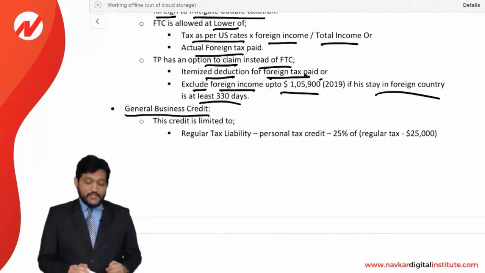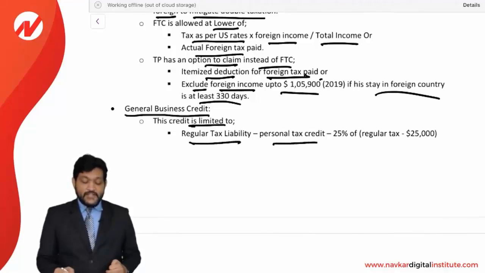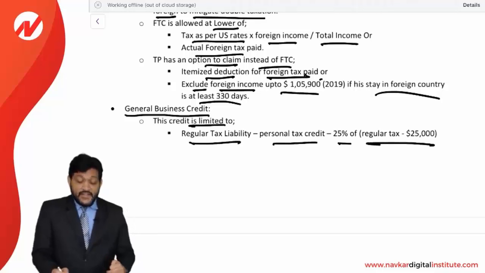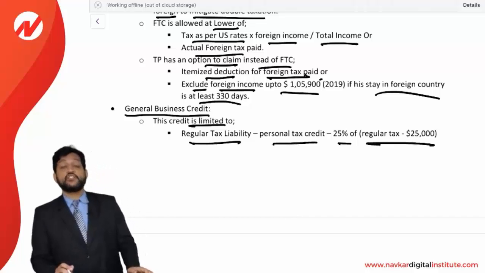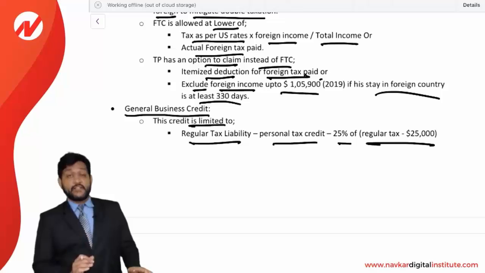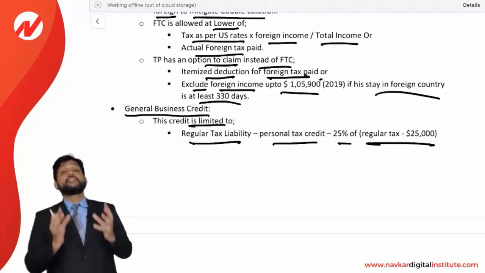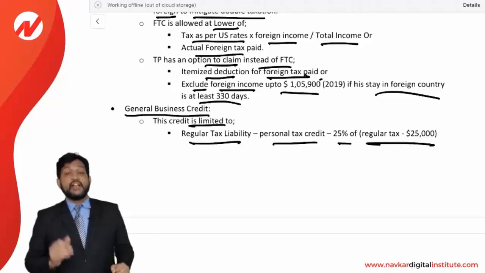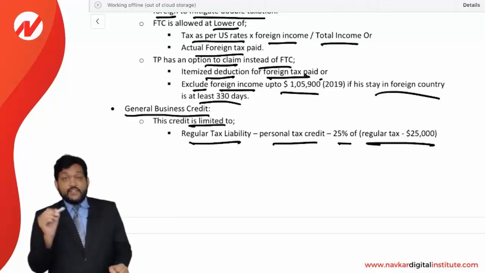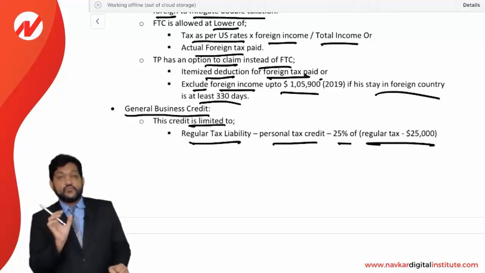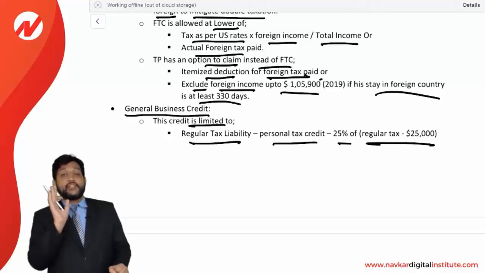Now general business credit. This credit is limited to regular tax liability less personal tax credit less 25% of regular tax minus 25,000. There is a formula you need to apply. General business credit is a combination of different credits which is subject to limit, and this will be limited up to regular tax liability less personal tax credit. So first of all, remove personal tax credit, then reduce 25% of regular tax minus 25,000. Whatever amount you are getting here, that will be the limit on general business credits.